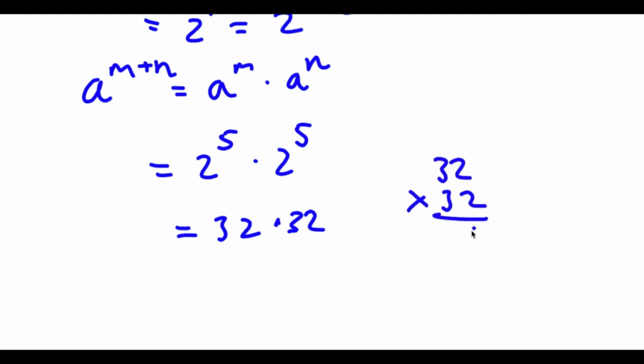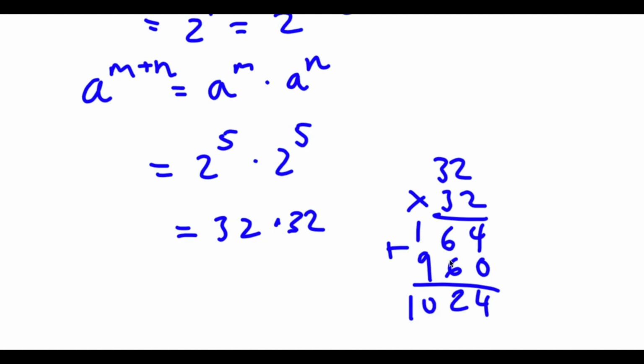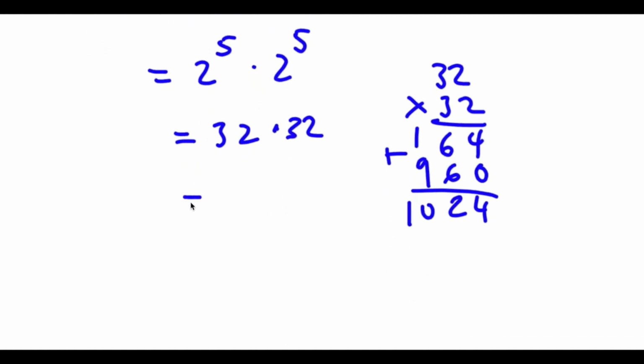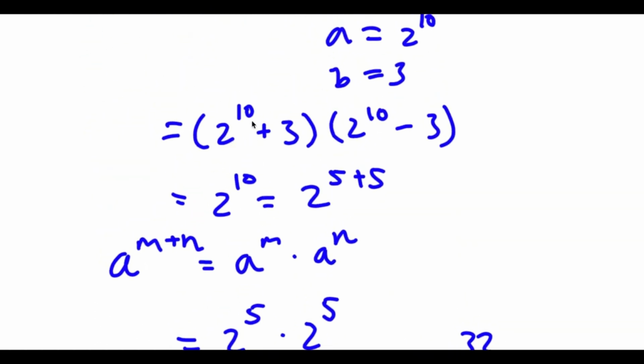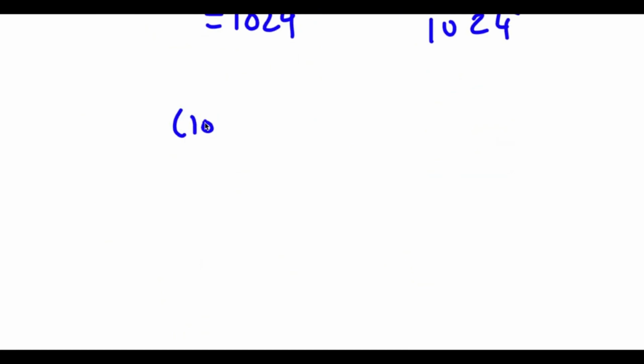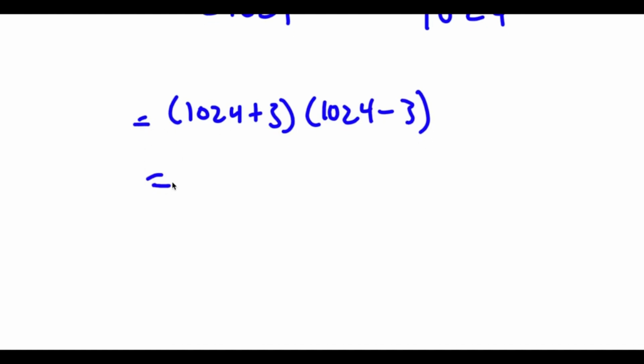32 times 32, 2 times 2 is 4, 2 times 3 is 6, 3 times 2 is 6, and 3 times 3 is 9. So I have 960 plus 64: 4 plus 0 is 4, 6 plus 6 is 12, so I'm going to carry the 1, and 9 plus 1 is 10. So I have 1,024. So now, because 2 to the power of 10 is 1,024, I have 1,024 plus 3 times 1,024 minus 3. 1,024 plus 3 is 1,027 times 1,024 minus 3 is 1,021.